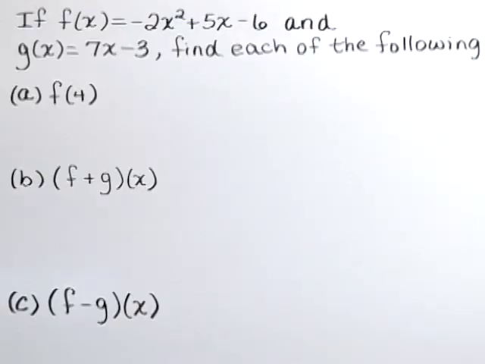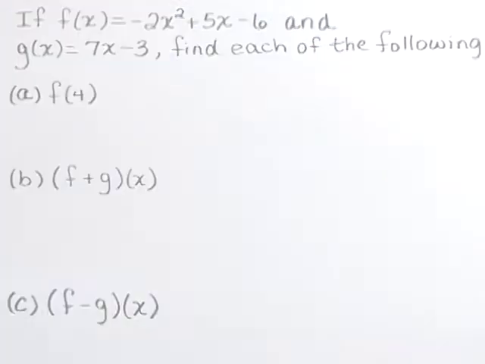If f of x is equal to negative 2x squared plus 5x minus 6, and g of x is equal to 7x minus 3, find each of the following.